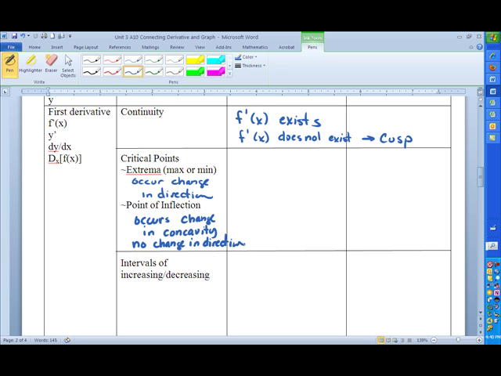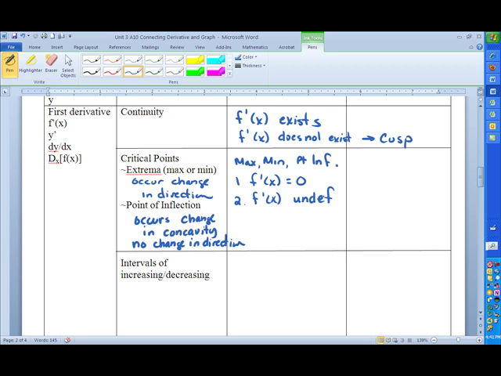Okay. So to see if we have a critical point, so to find the max, the min, or the point of inflection, number one, you check to see where the first derivative equals 0. Those are possible points of inflection. Number two, you ask if the first derivative is undefined, because that again can give you a critical point.